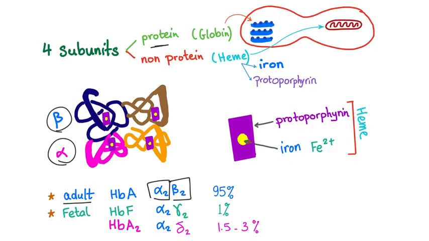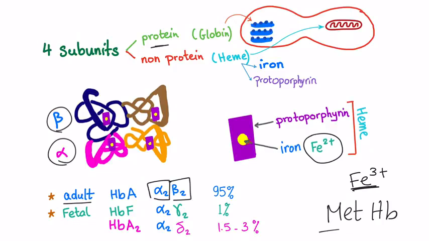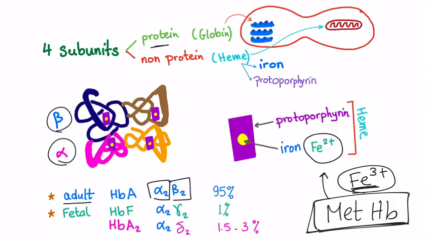The iron is in the ferrous state. Fe2 binds O2. How about the ferric? No, the ferric is called methemoglobin. So if you have ferric and the hemoglobin is called methemoglobin, okay, and it's not normal. Methemoglobin cannot carry oxygen because Fe3 cannot carry oxygen. Only Fe2 carries O2. So here are 2 alpha subunits and 2 beta subunits, and inside them we have the heme group, protoporphyrin, and iron in the center.